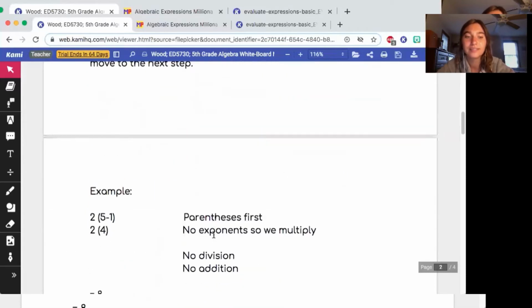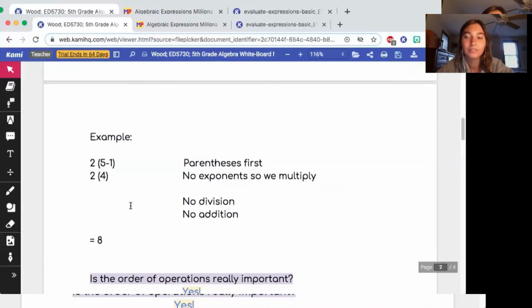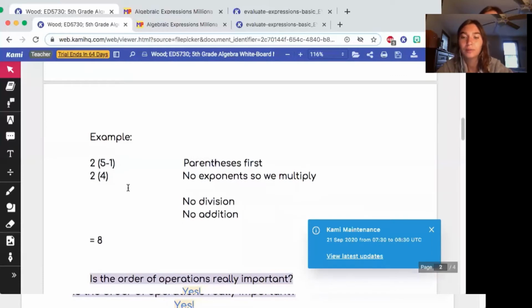Let's look at this example. I see 2 times 5 minus 1. By using PEMDAS, or the order of operations, remember, PEMDAS is a quick way to remember the order in which we operate an expression. We know that we must do the parentheses first. Now, I don't see any exponents, so I know that our next step is to multiply. And I don't see any division, addition, or subtraction. So that means that this expression equals 8.